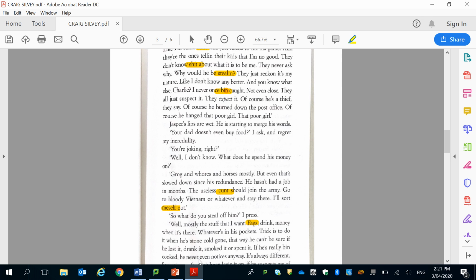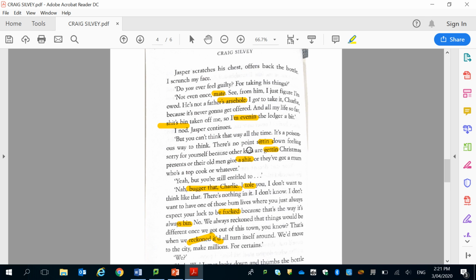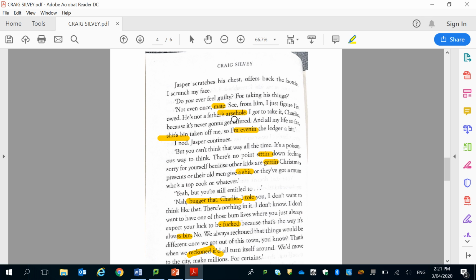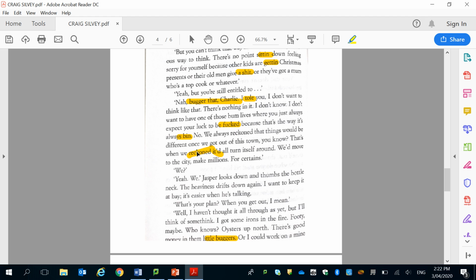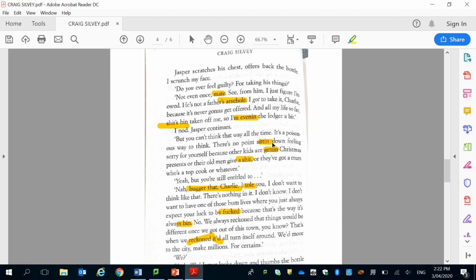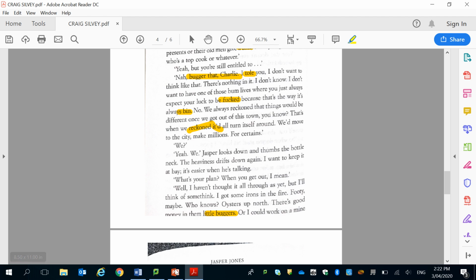Alright, let's go back and read the next page now. I'll see what we've identified on the next page. Okay, so slang term, swear word or profanity, mispronounced word, profanity, slang term, and mispronounced word, and slang term there. So let's start with the mispronounced words. 1, 2, we've got 2 more in there.